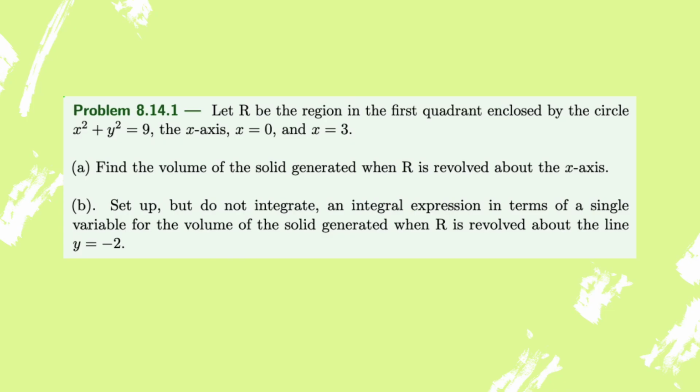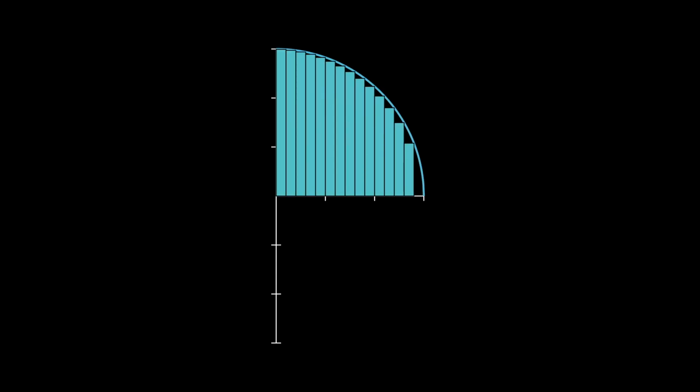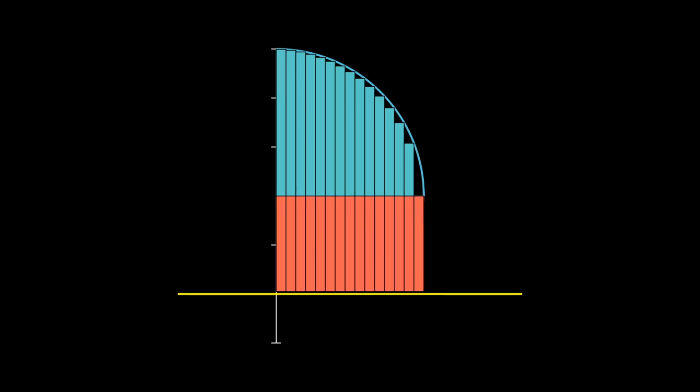Now in part B, we want to set up an integral for the volume of the solid when we rotate this region R around the line y equals -2. Well, now our new axis of rotation is y equals -2. So we're going to have an inner radius and an outer radius because we're rotating that same region R.